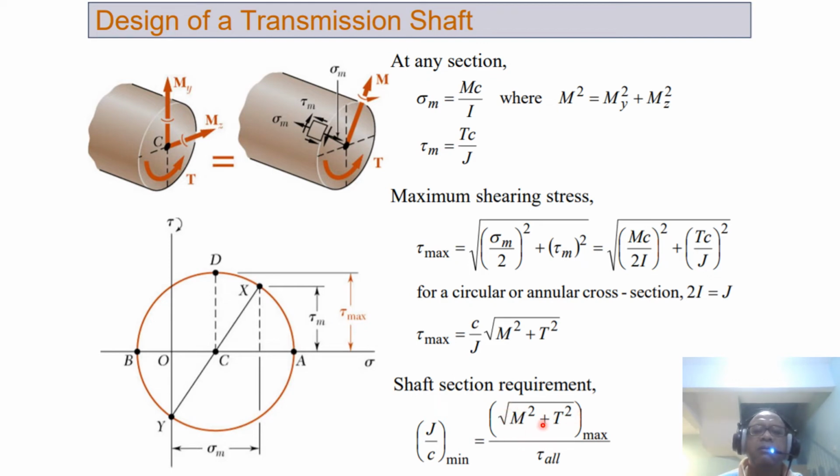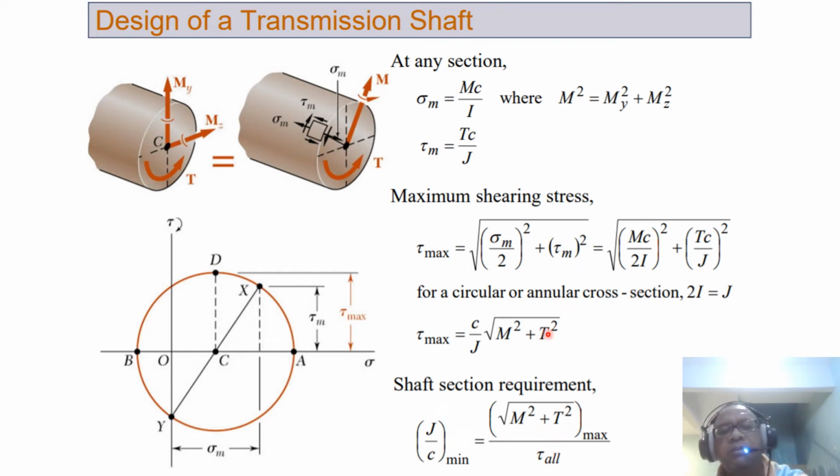Here is the maximum, tau max, and then M squared plus T squared. M is the applied moment, and tau allowable is the allowable shear stress. This is how you check your shafts based on the allowable shear stress.